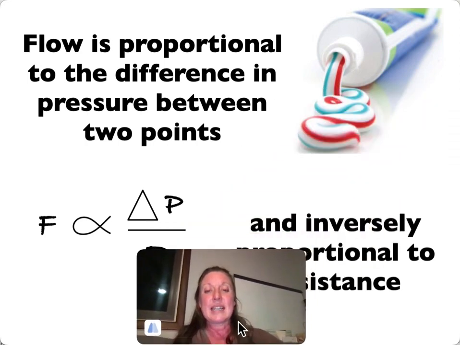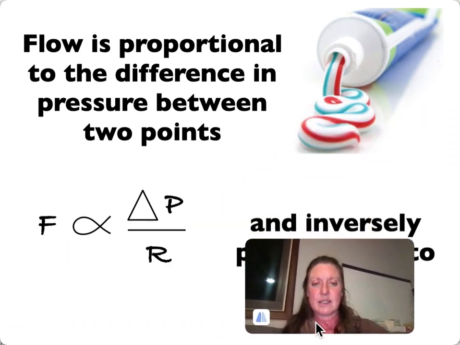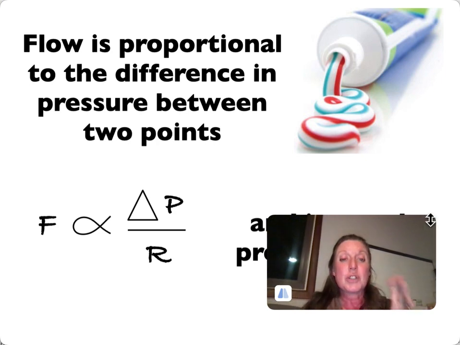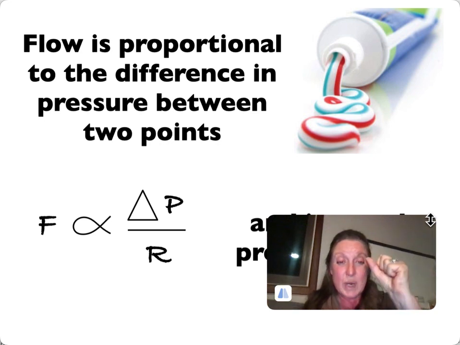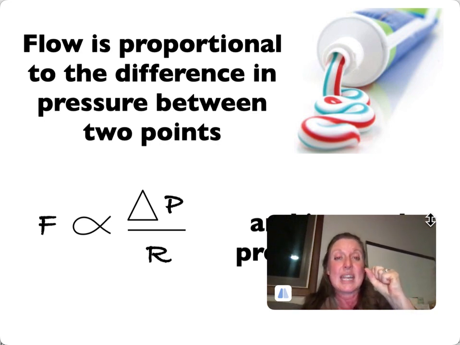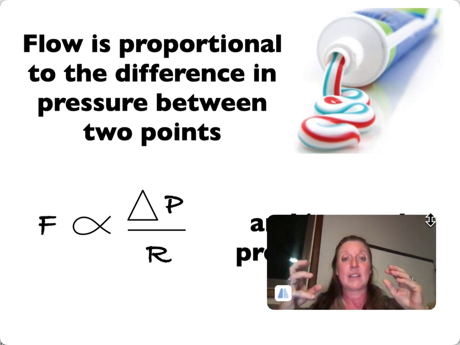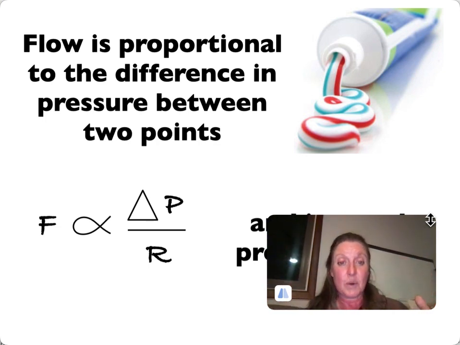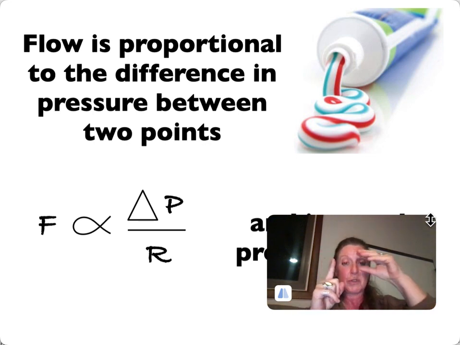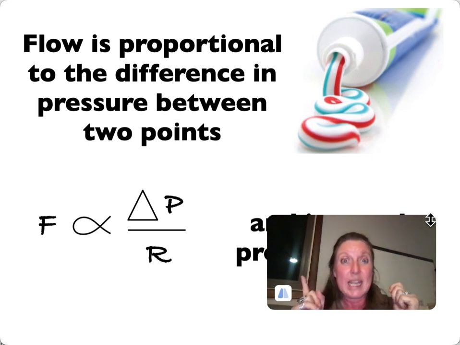So to get an intuitive sense of what this means, I want you to imagine that we're squeezing a tube of toothpaste. When you squeeze it, you make the pressure inside the tube of toothpaste higher than the pressure that's outside of the tube, which means that you're going to get a flow of toothpaste. The harder you squeeze, the more toothpaste is going to come out. And if you put your finger over the end of the tube of toothpaste and you try to squeeze, now we're increasing resistance, then flow is going to go down.